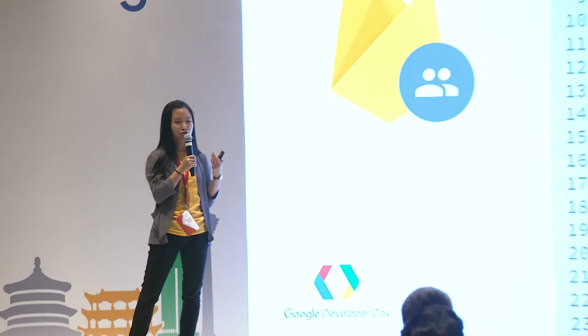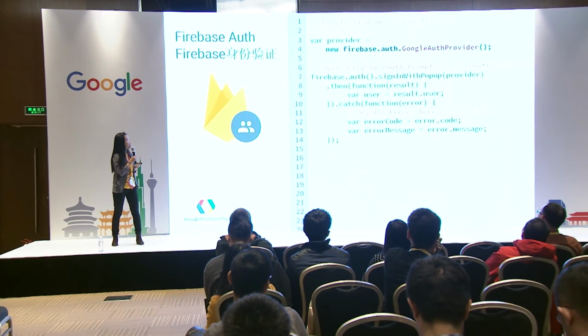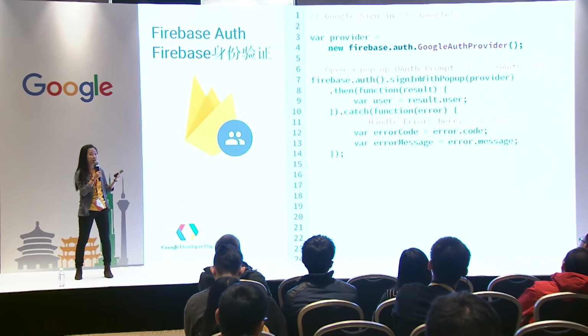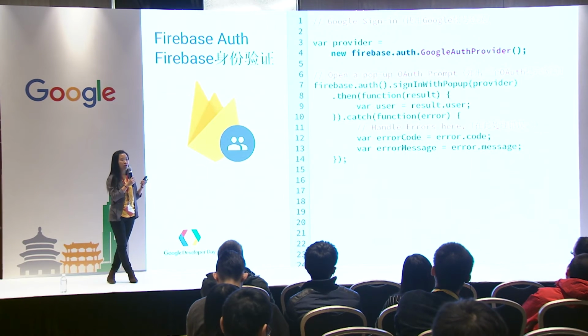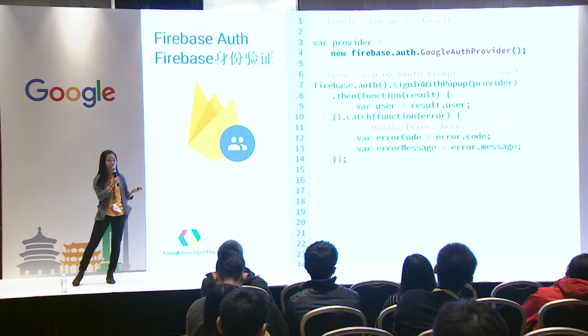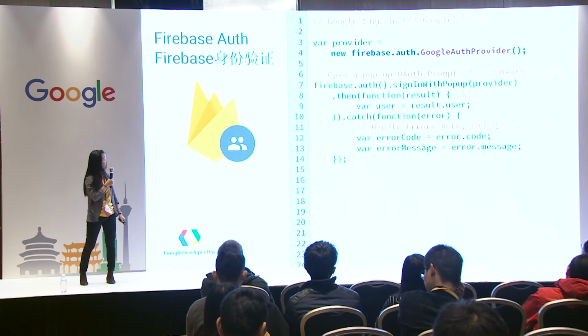So this is someone that has a Google account, and they want to use that to sign into your app instead of creating an additional account and another password just to remember for your app. So here in line 4, they create an instance of a Google Auth provider. You can do this not only with Google, but also with our other providers such as Twitter and Facebook, and you simply replace Google with those names.